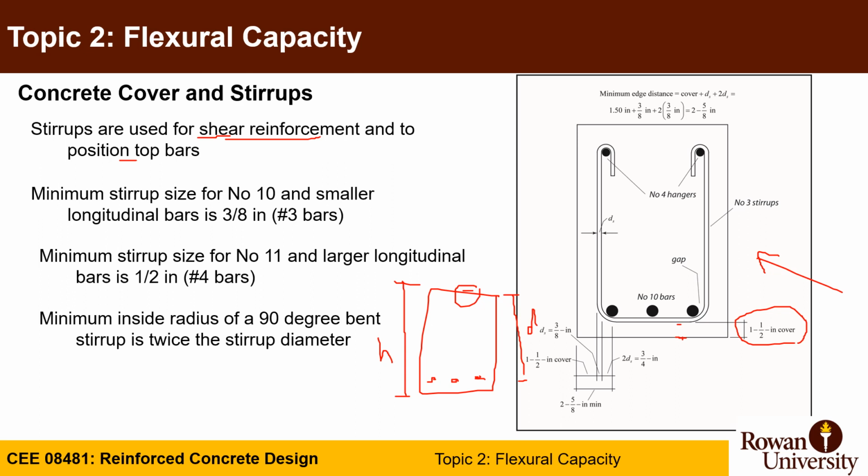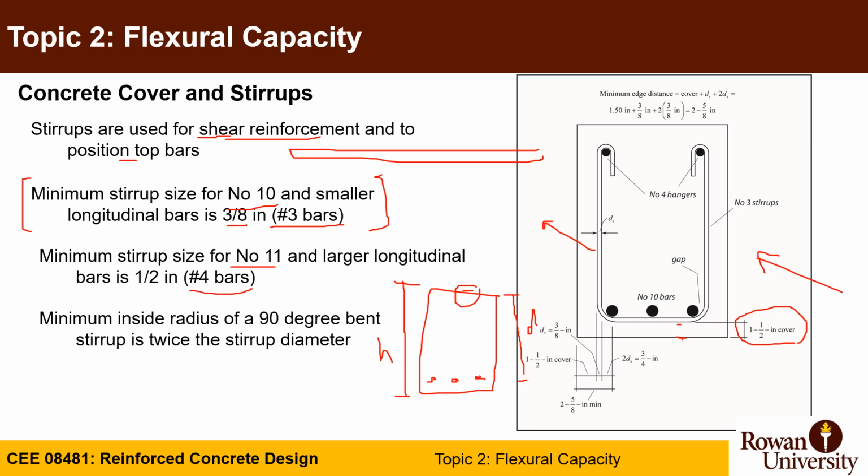Some rules for the stirrups here: if you are using longitudinal reinforcement of size number 10 or smaller, you have to use at least bar number 3 for the stirrups, which has a diameter of 3/8. This is the stirrup. The stirrup is often a straight bar that we bend into this shape. If you are using a bar size of 11 or more, you cannot use number 3, you have to use number 4.